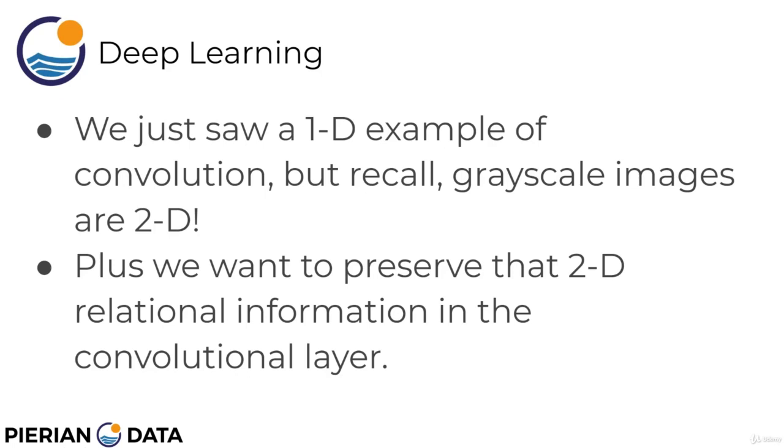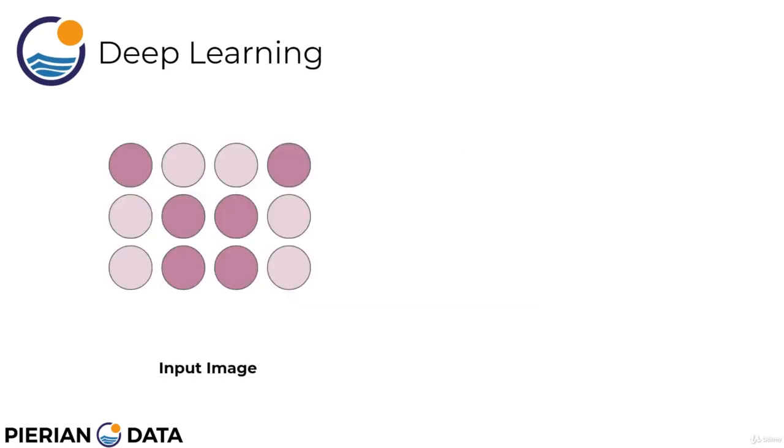But recall, these grayscale images, those are two-dimensional. And we mentioned that we wanted to preserve the two-dimensional relational information in the convolutional layer. And this is where our knowledge of those image filters or image kernels comes into play. So let's expand this now to 2 dimensions. And it's actually quite simple. Here we have an input image. It's a really simple image. It's just 3 by 4 pixels.